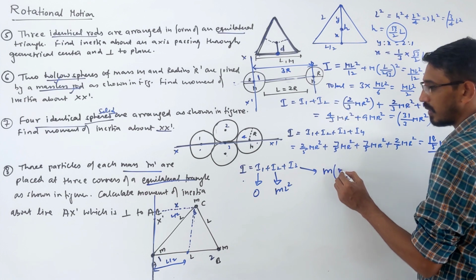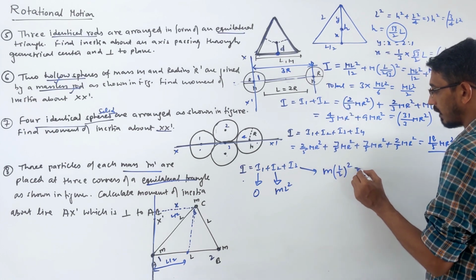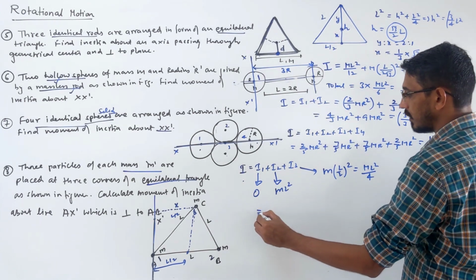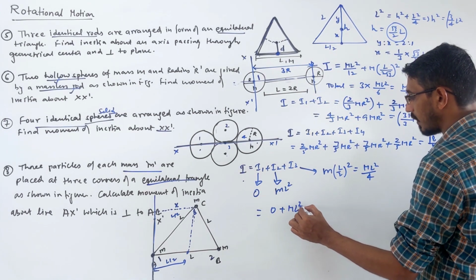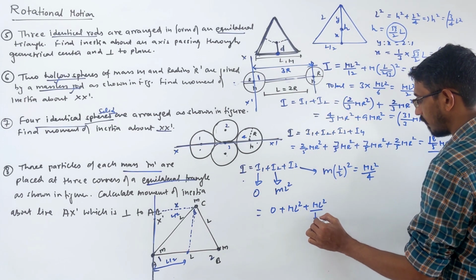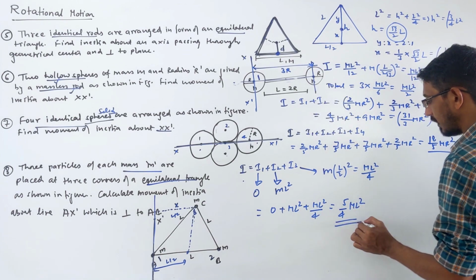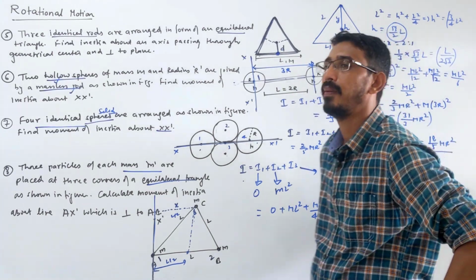So simply the answer for this is mr square. M and r means we got L by 2 and square. So we get mL square by 4. So this is your net inertia: 0 plus mL square plus mL square by 4. So you get 5 by 4 of mL square. That's your answer, right? Okay.